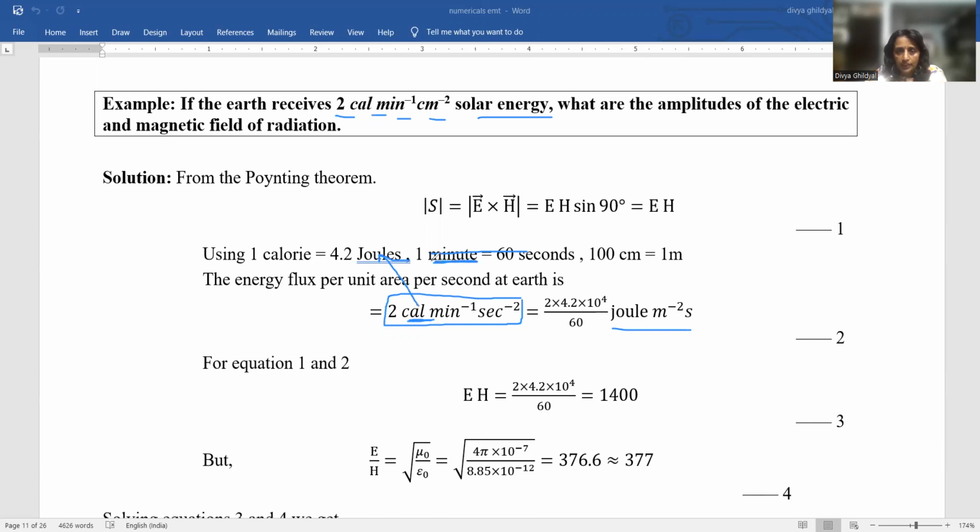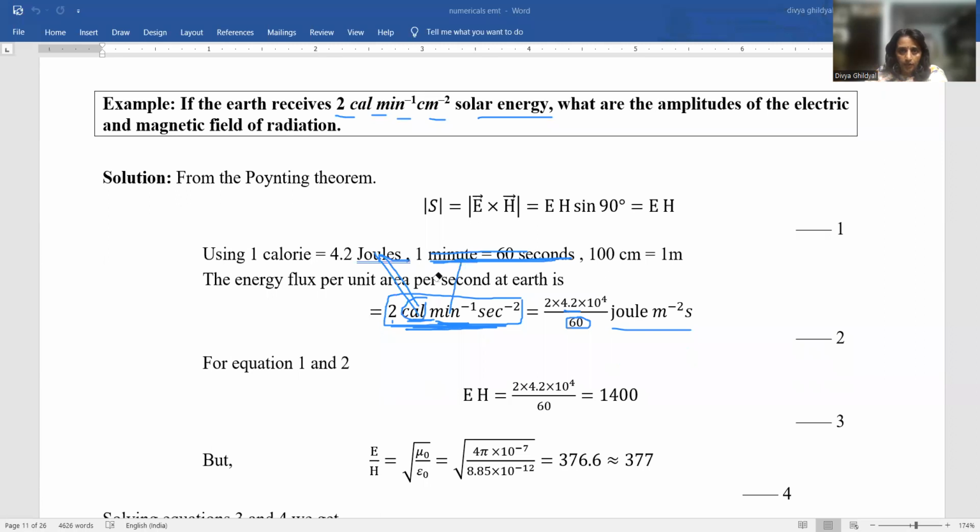Minute has to be converted into seconds. So 1 minute is 60 seconds. See, now first we will convert this CGS expression into MKS. So 2 calorie, now 1 calorie is equal to 4.2 joules. So we multiply 2 into 4.2 per minute. 1 minute is 60 seconds. So here for 1 minute, 60 seconds and per second square. And 1 calorie is equal to 4.2 joules.